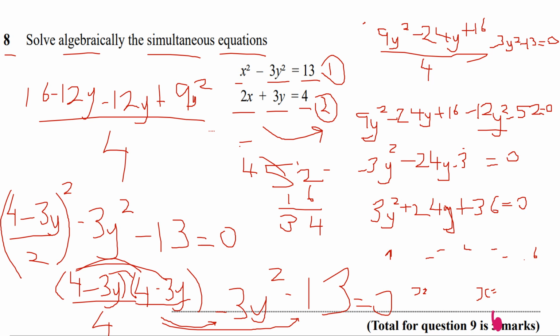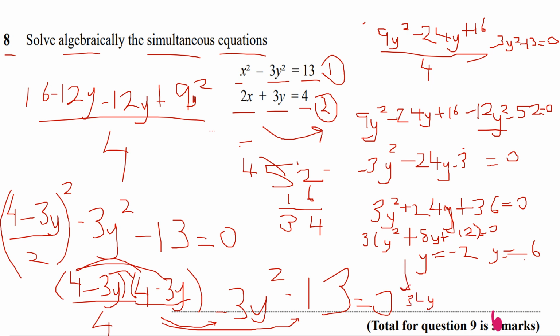I can factor out a 3. We get 3 brackets y squared plus 8y plus 12. So that your solutions will be y equals minus 2 or y is minus 6. And you factorize that. So you have 3 brackets y squared plus 8y plus 12. And then if you factorize the bracket, that'll be 3 lots of y plus 2 times y plus 6.